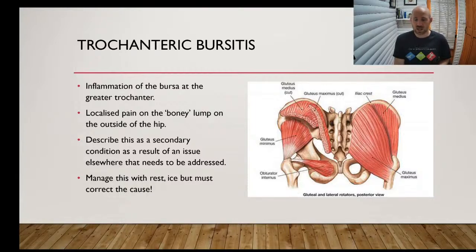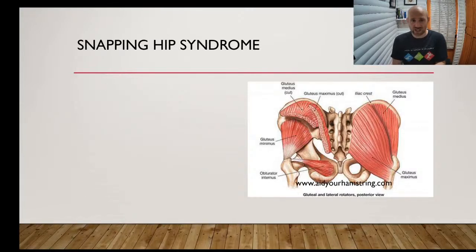For that reason. So yes, we want to manage things like inflammation with ice or rest, but we need to be treating the cause. Back to that fixing the leak analogy. We need to be understanding what our condition is and what's causing it.